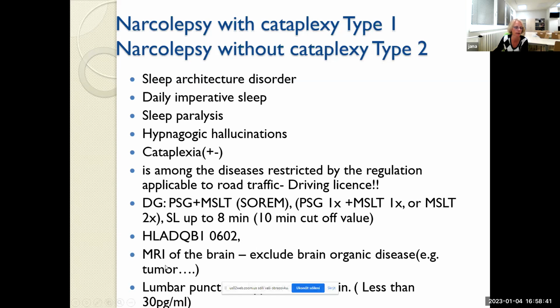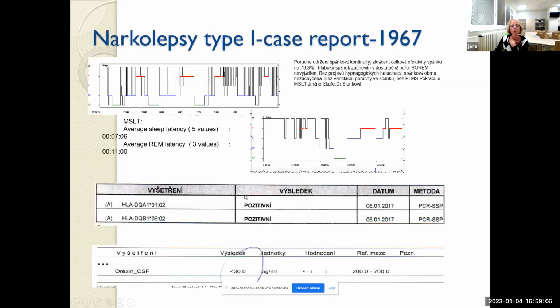Of course, you need an MRI scan because you want to exclude, let's say, a tumor. And we also would like to know the level of hypocretin orexin, so you do a lumbar puncture. A supportive finding is when there is almost no level of it in the cerebrospinal fluid, less than 30 picograms per milliliter. I will show you just one case.